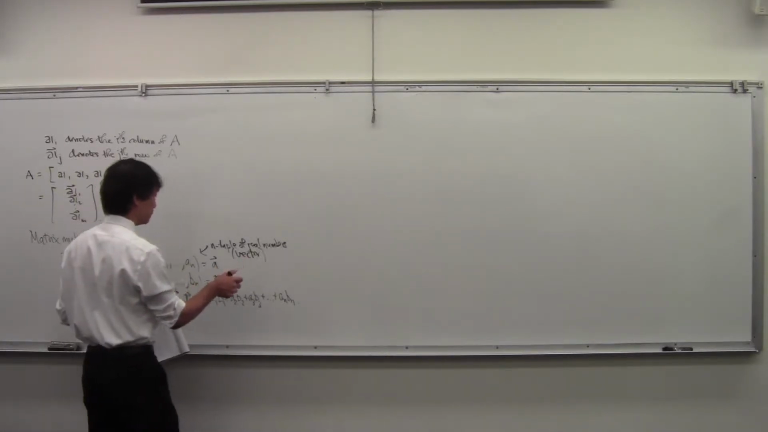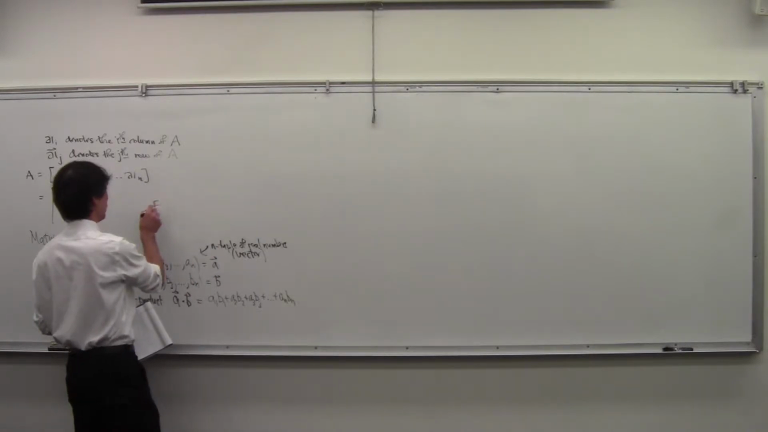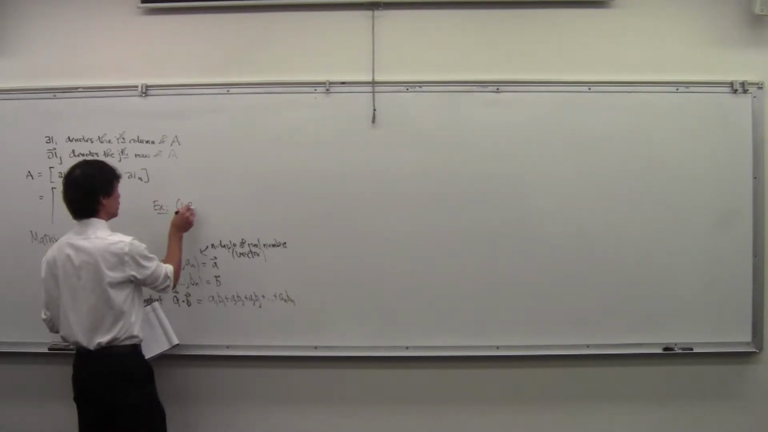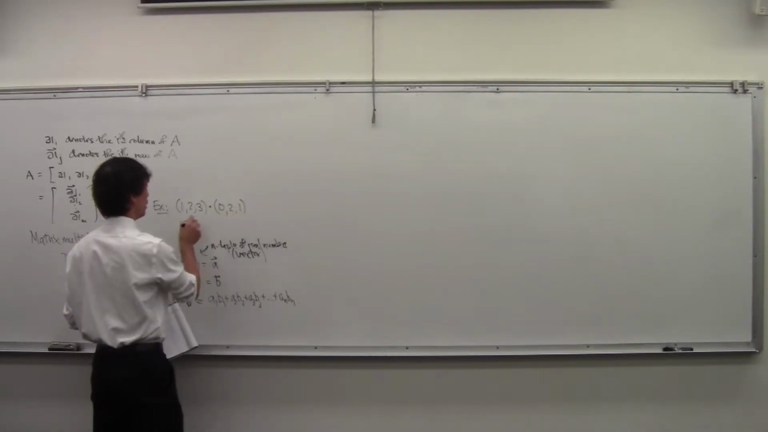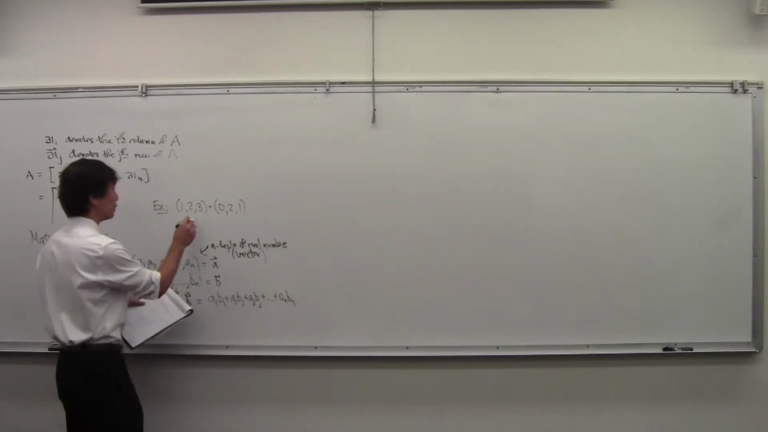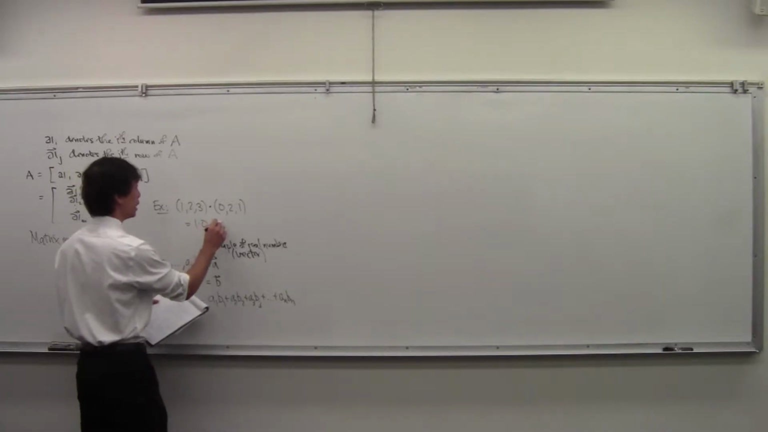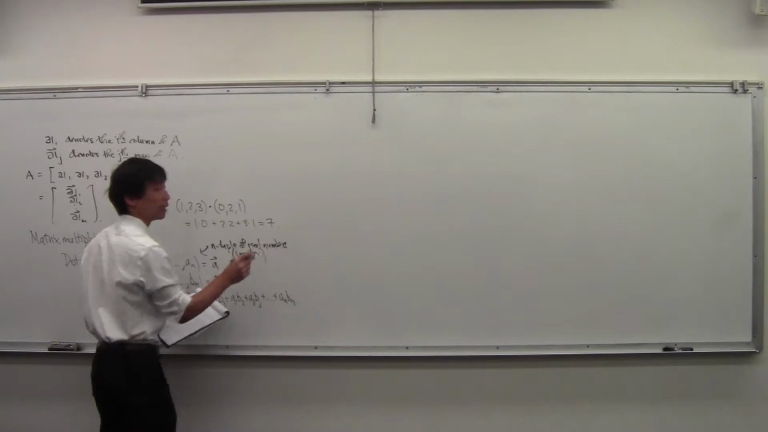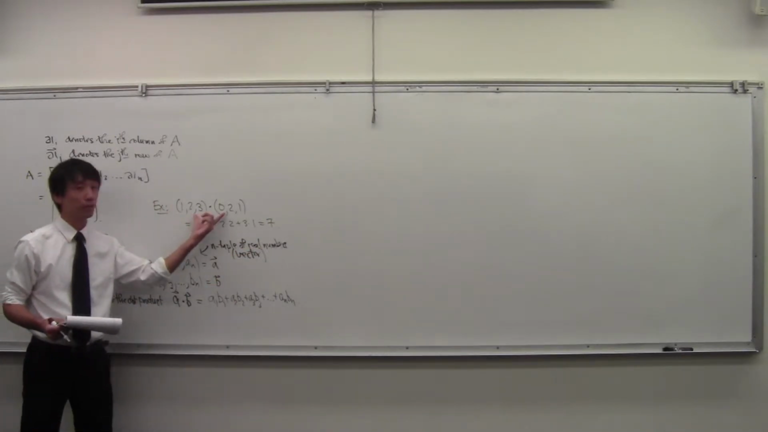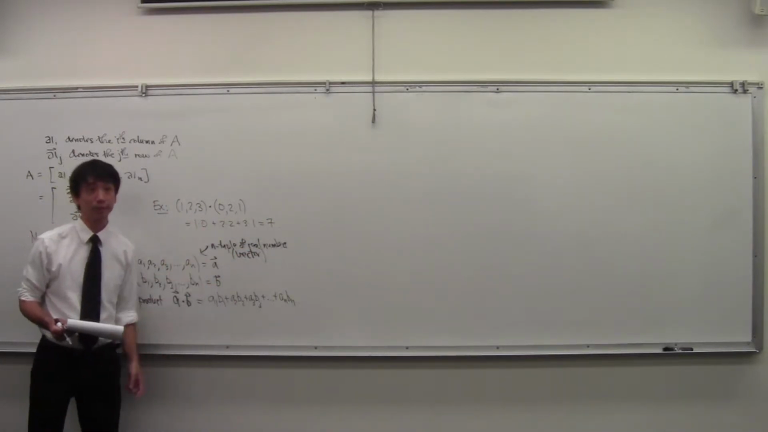So for example, if I have (1, 2, 3) dotted against (0, 2, 1), that's going to be 1 times 0, plus 2 times 2, plus 3 times 1, in other words, 7. So the dot product of these two vectors is 7.